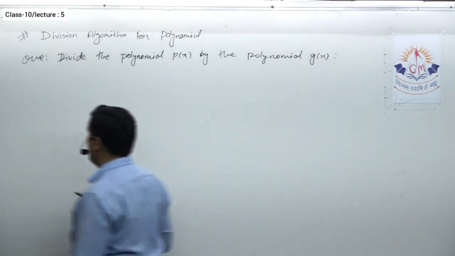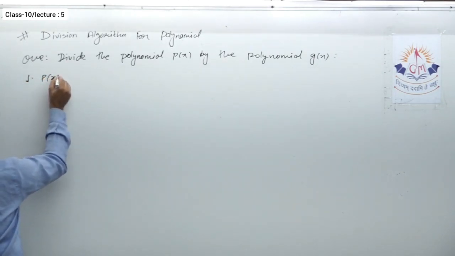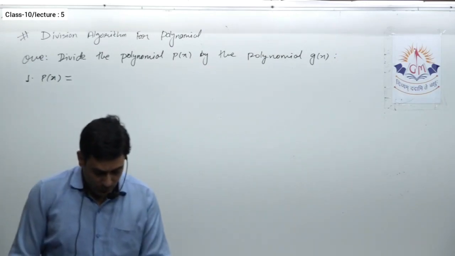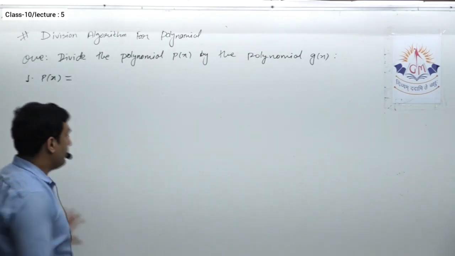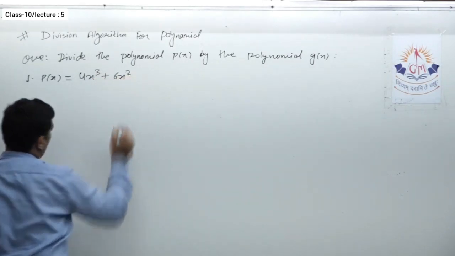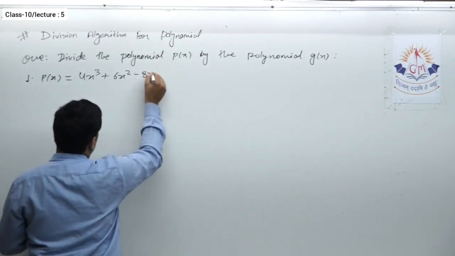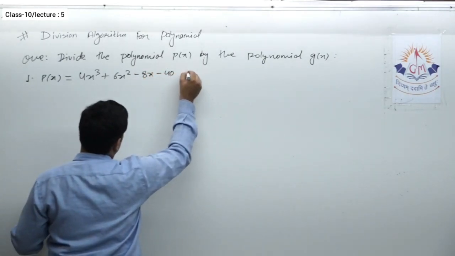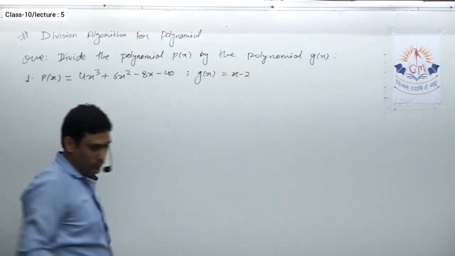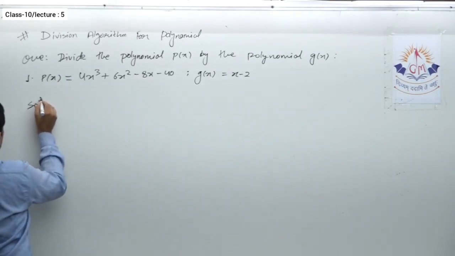Okay, now in this first one we have p(x) and g(x). So let us see. Here we have p(x) is equal to 4x cube plus 6x square minus 8x minus 40, and g(x) is equal to x minus 2. So let us see how to divide this.